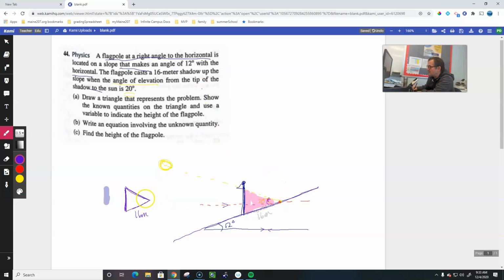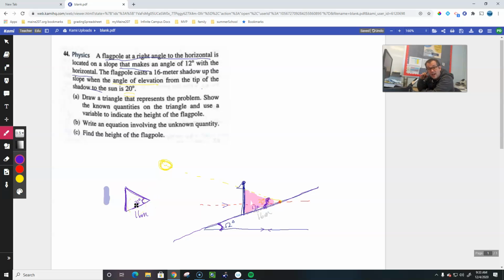But I can figure out this angle. It's not 20 degrees, right? This is 20 degrees to the horizontal, but the whole angle itself is not. But with these lines being a transversal and these lines being parallel, whatever angle is here is also going to be here. So we have a 12-degree angle in there. So this whole angle right here is 32 degrees.